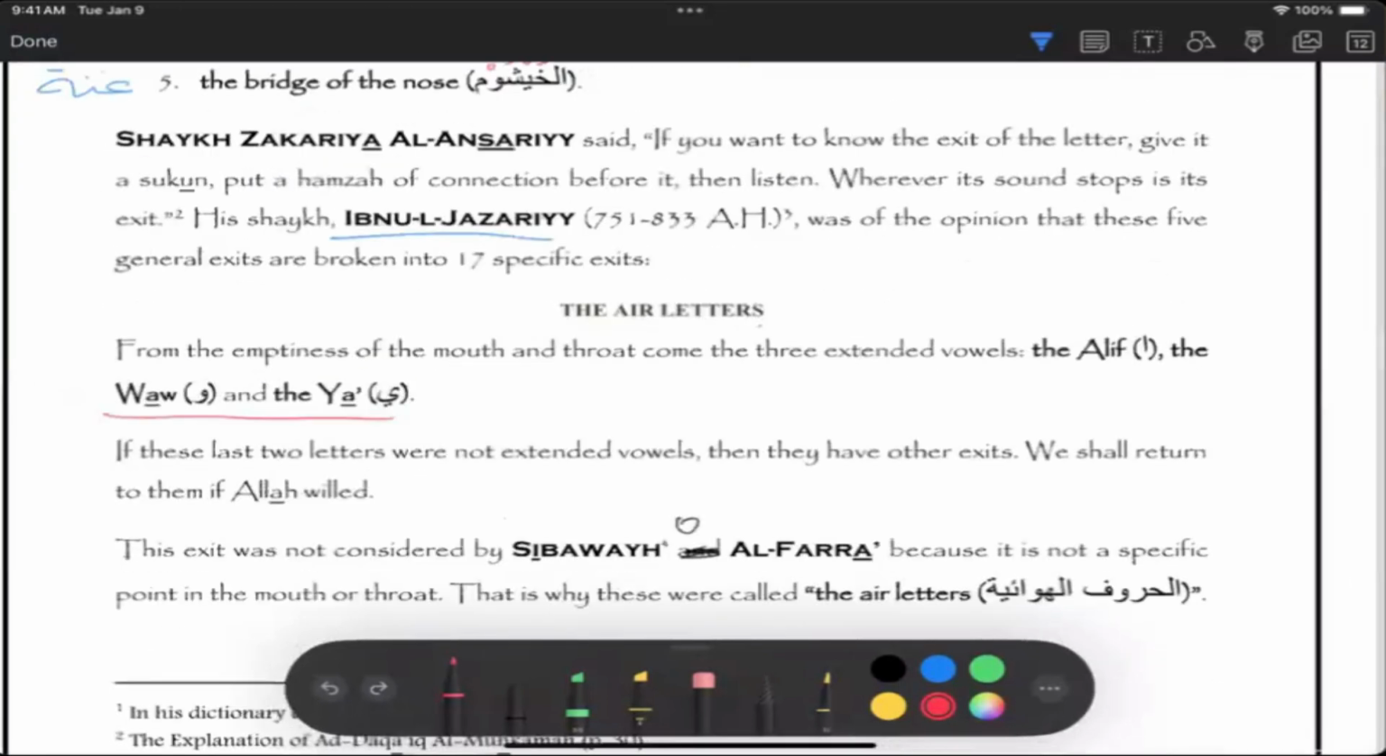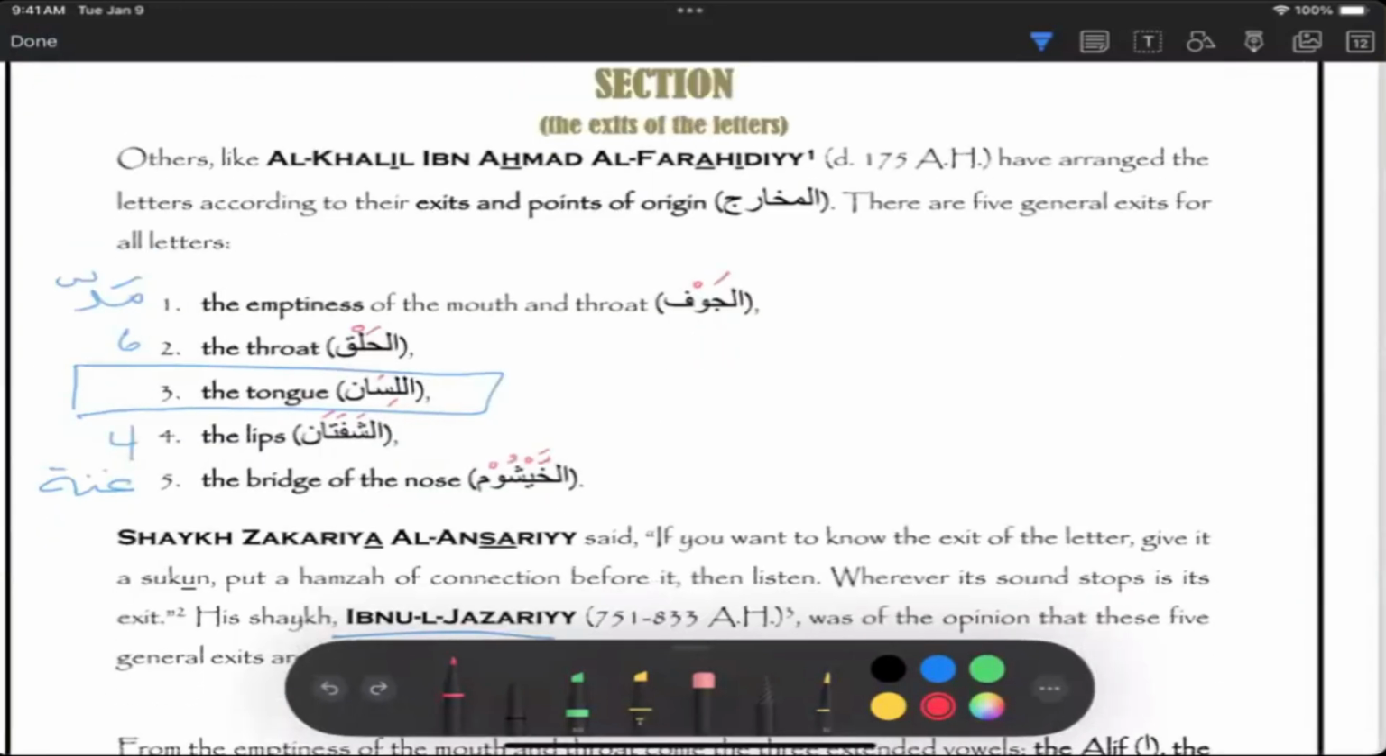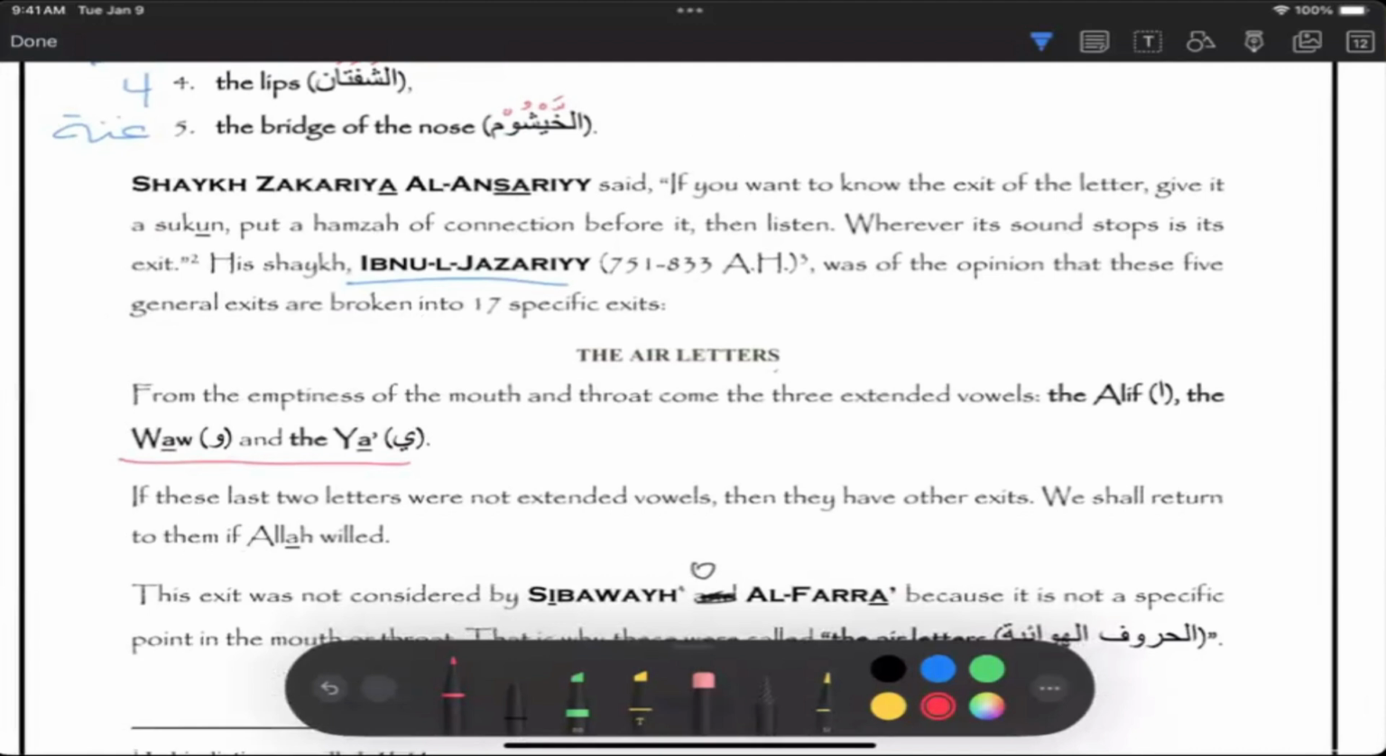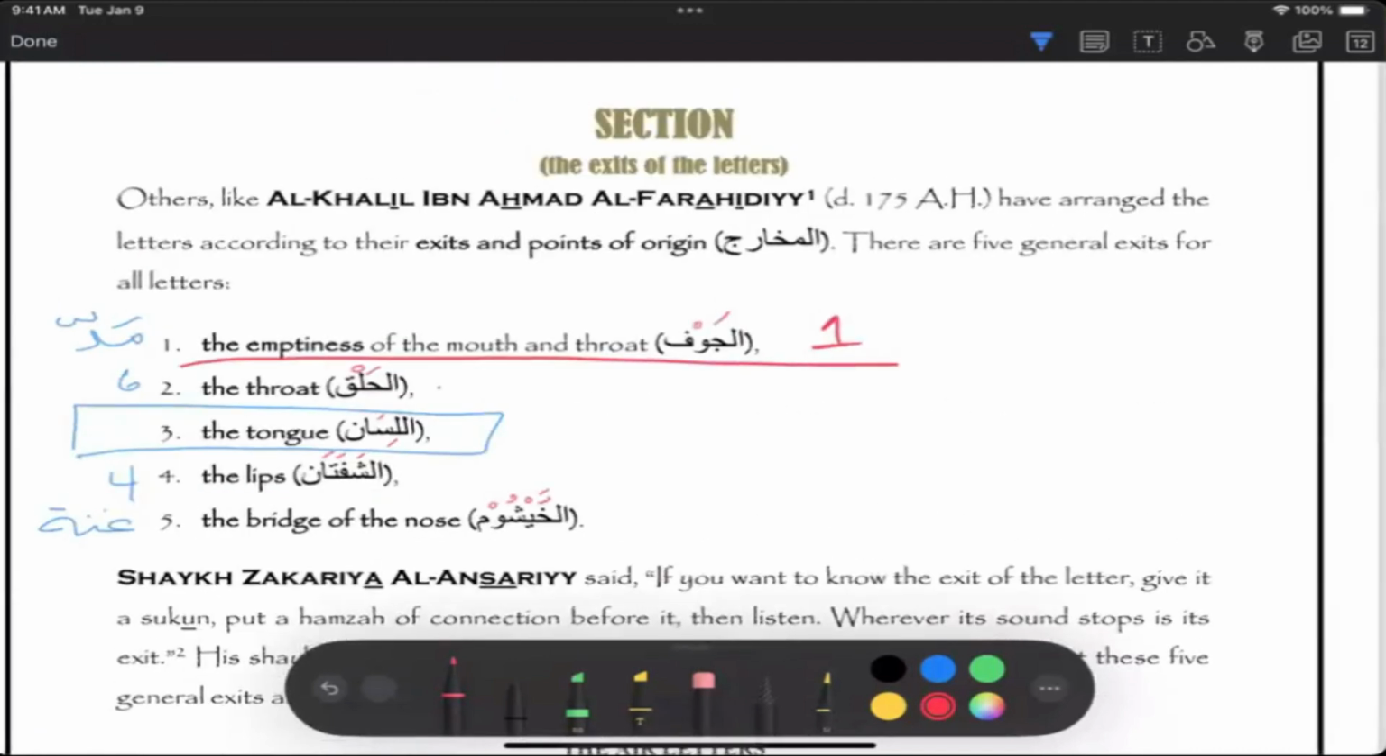So we said, according to Ibn al-Jazari, these 5 general exits are broken into 17 specific exits. We just saw the emptiness of the mouth. That's one exit. Now let's see the throat. From the bottom of the throat come the hamza and the ha. From the middle of the throat come the ha and the ain. And from the top of the throat come kha and ghain. So the general exit of the throat has 3 exits.